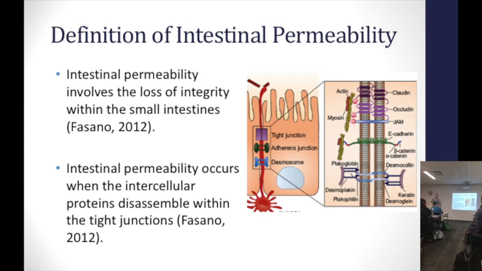But what is intestinal permeability? Do we all understand what it is? We've mentioned the term leaky gut in a lot of lectures before. Intestinal permeability involves the loss of integrity within the small intestines. More precisely, it's when the tight junction proteins separate or become disassembled within the intestines. If you can imagine, my fists represent the intestinal cells of your small intestines. During intestinal permeability, they open up, with the disassembling of the tight junction proteins.